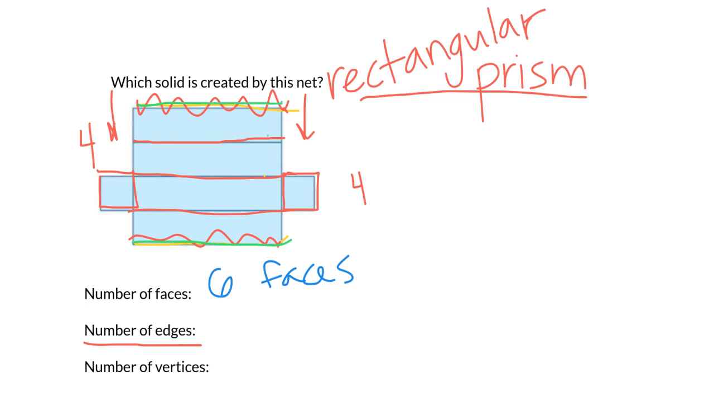And then 2, 3, 4. So we have 4 on our base, 4 on our top, and 4 in the middle with those rectangular faces for a total of 12 edges.